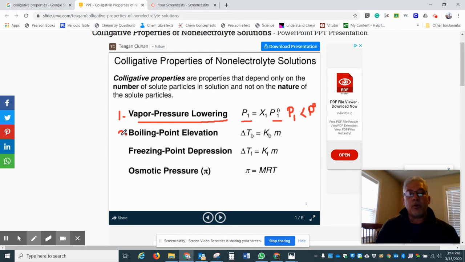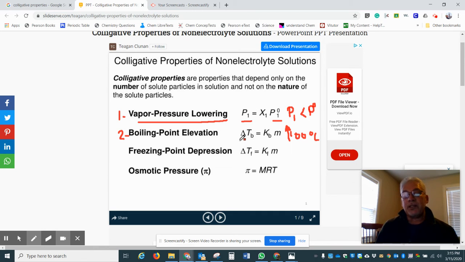The second one is the boiling point elevation. You are probably familiar with this one because if you are cooking at home, you probably notice that when you add salt to the water, instead of starting to boil at 100 Celsius degrees, which is the boiling point for water, the water starts boiling at higher than that. So the boiling point will increase.